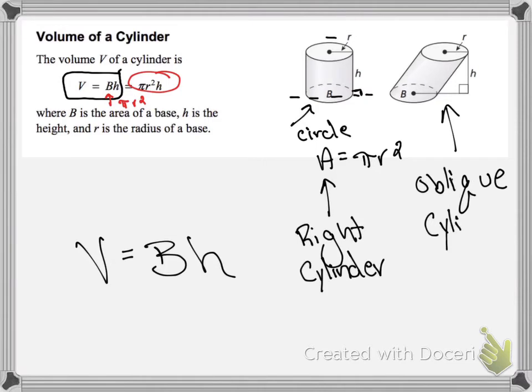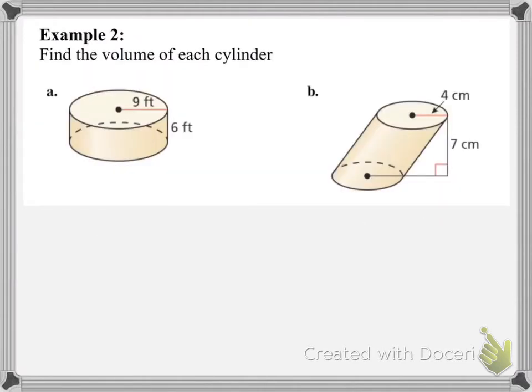Oblique cylinder. Okay, right, so let's find the volume of each cylinder. So, volume of the cylinder, big B times H. So my base here, here's my base. It's got a radius there of 9, because this is 9 also.